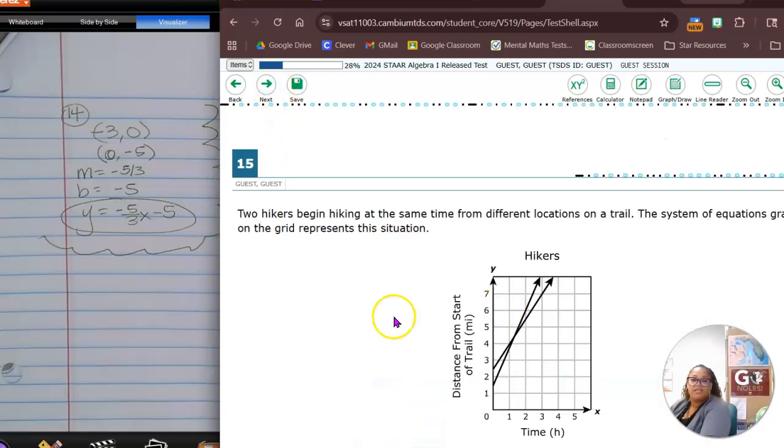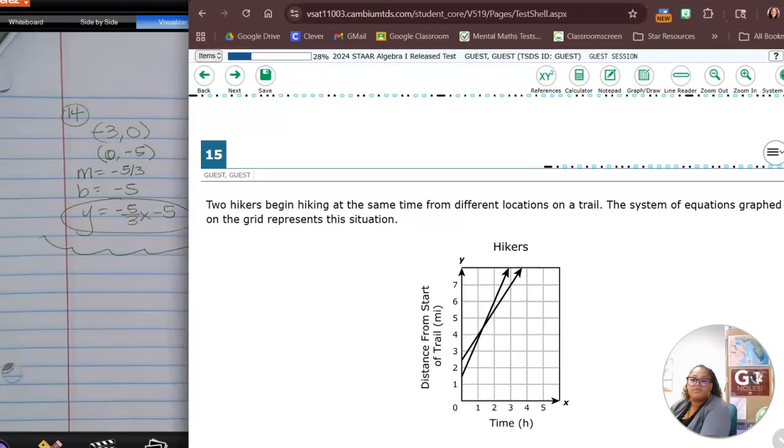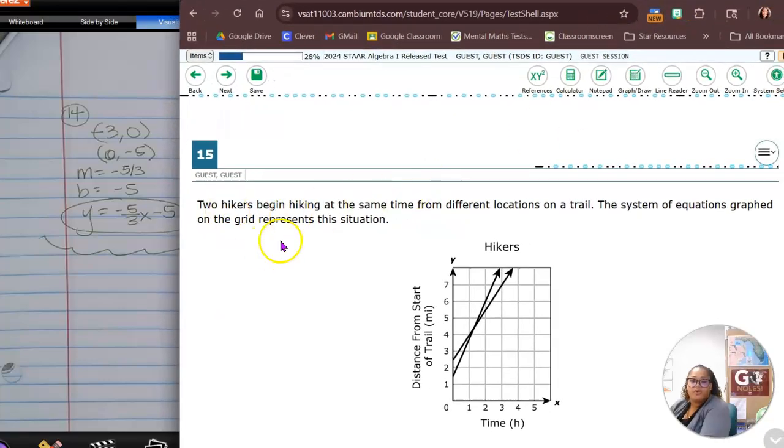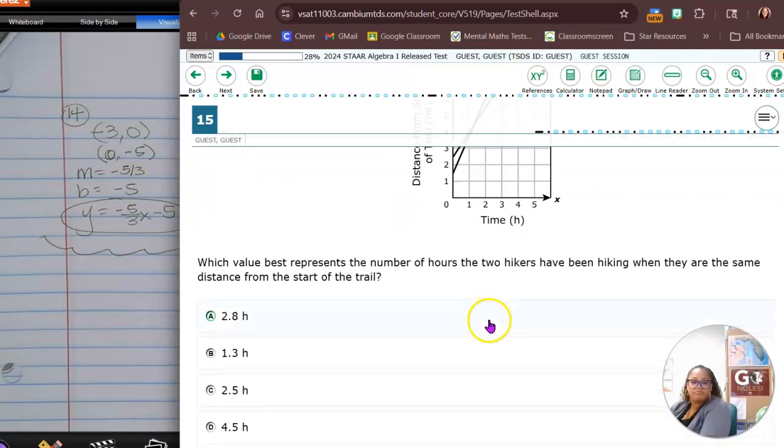Next. Alright, it says 2 hikers began hiking at the same time from different locations on the trail. The system of equations graphed on the grid represents the situation. So I want to look at where they intersect, and they're not intersecting at a very friendly point. So I have to try and be a little bit mindful and guess. So this is a little past 1 hour, and it's a little past 4 miles.